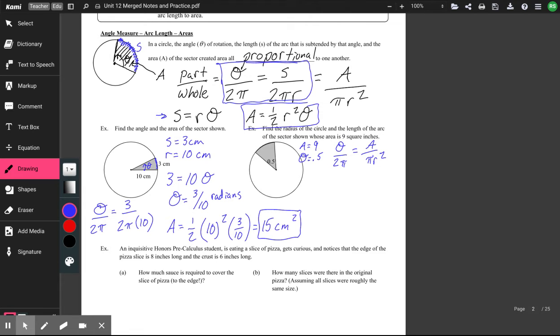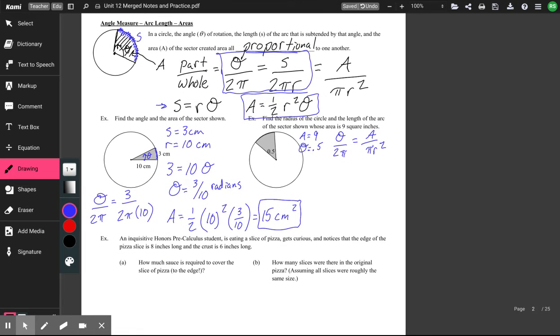You can use any combination here of these ratios. They're all proportional to one another, meaning they are equal. So 0.5 is theta, 2 pi, my area was 9 over pi r squared. We're going to go ahead and try and find our radius here first. We could try and find the arc length, but you would realize that if you're trying to find the arc length, well, you would also need the radius in order to do that. So that's not going to be very helpful for you right now.